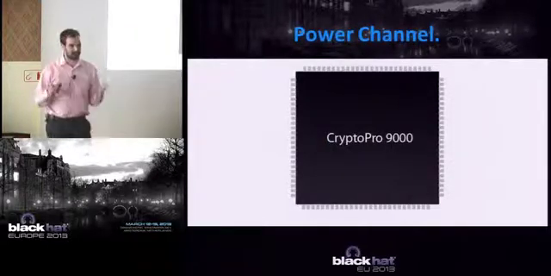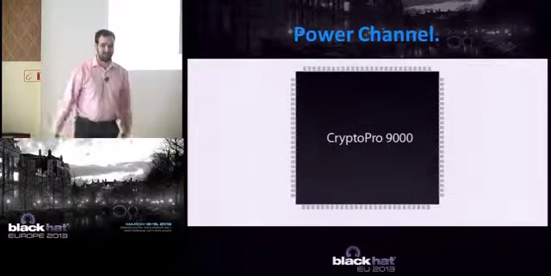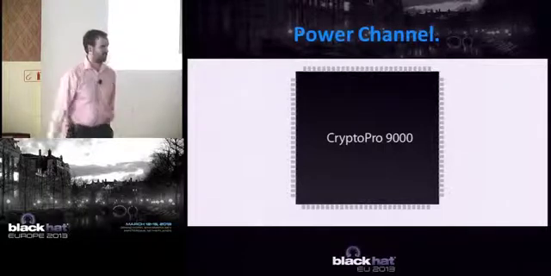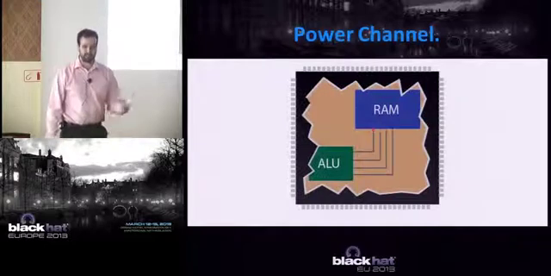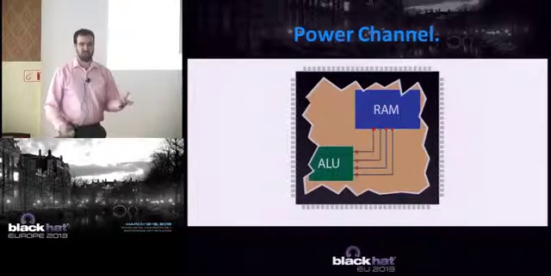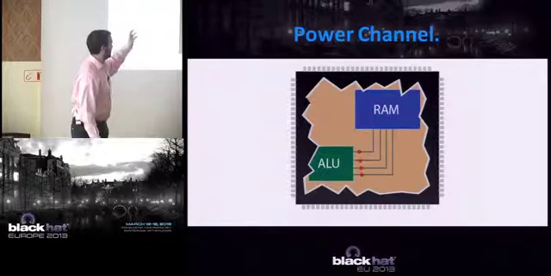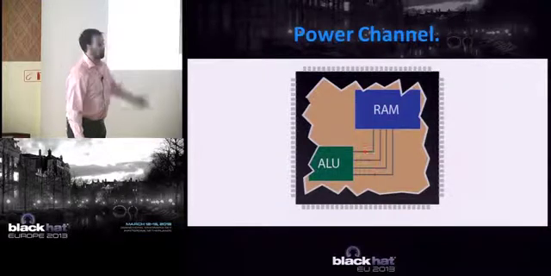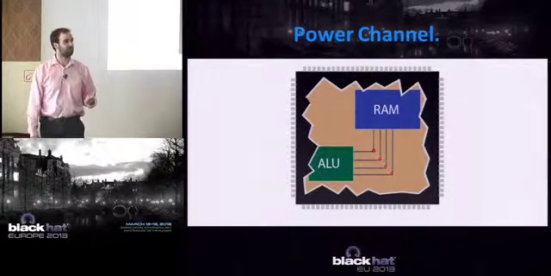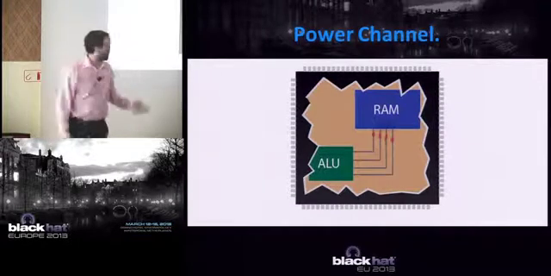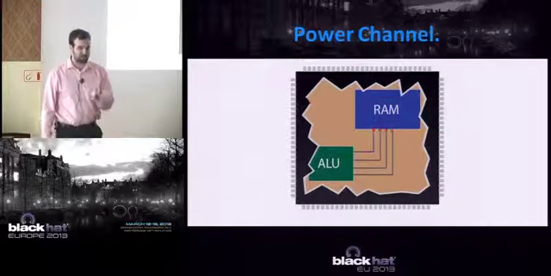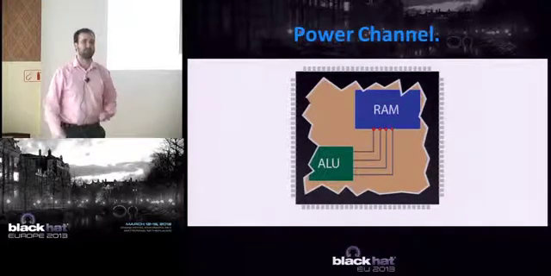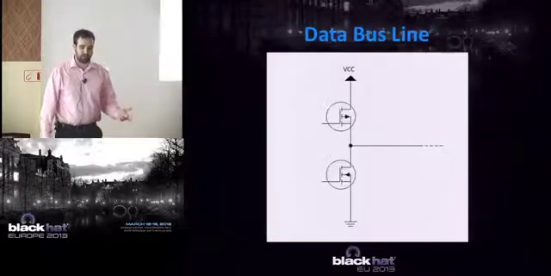So how does this work? How does this magic power channel work? Imagine you had some chip, Crypto Pro 9000, the latest digital logic chip. Inside it has a 4-bit bus, and there are 2 blocks. In this case, you can imagine between, say, the RAM and an ALU. Maybe it's just doing an algorithm in software, so it has to take data from RAM, move it to the ALU, do something on it, and push it back. Those data buses are basically just very small wires that are sending data between them.